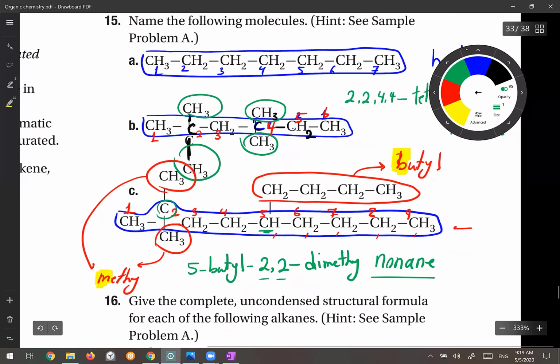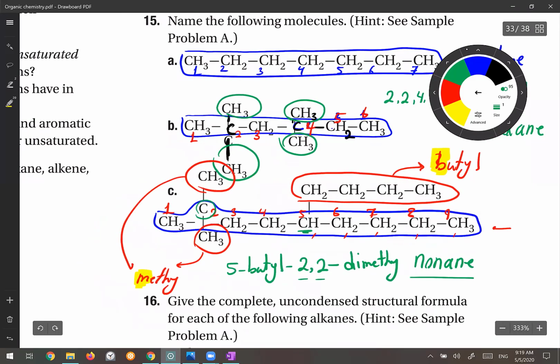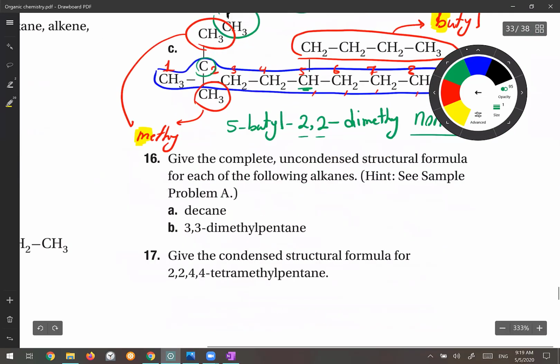Okay. Let's go to the next question. Question number 16. It says give the complete uncondensed structure. So the uncondensed structure is a structure where we also have to show the bond between the carbon and hydrogen. So give the complete uncondensed structure or formula of each of the following alkanes.